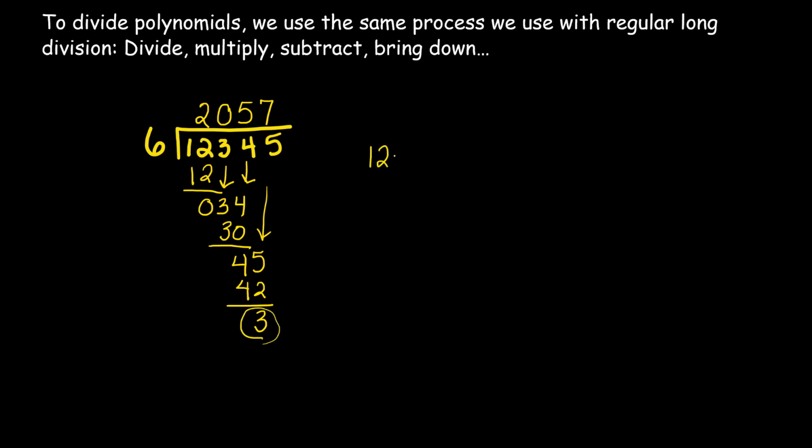If we divide 12,345 by 6, we get 2,057 and 3/6, which is the same thing as 2,057 and 1/2. So this is what you do for long division. Divide, multiply, subtract, bring down. Divide, multiply, subtract, bring down.